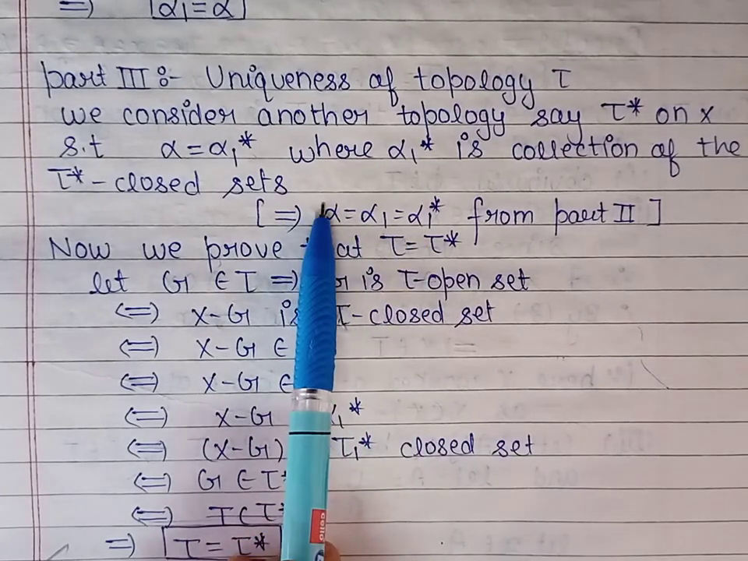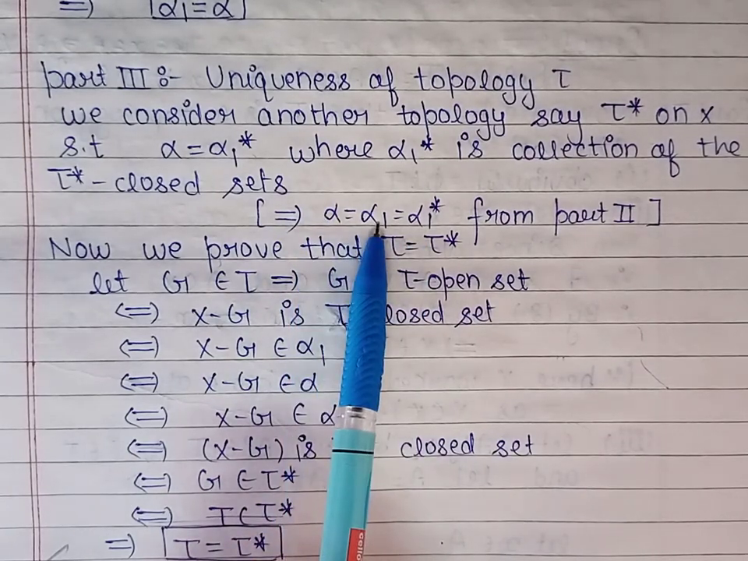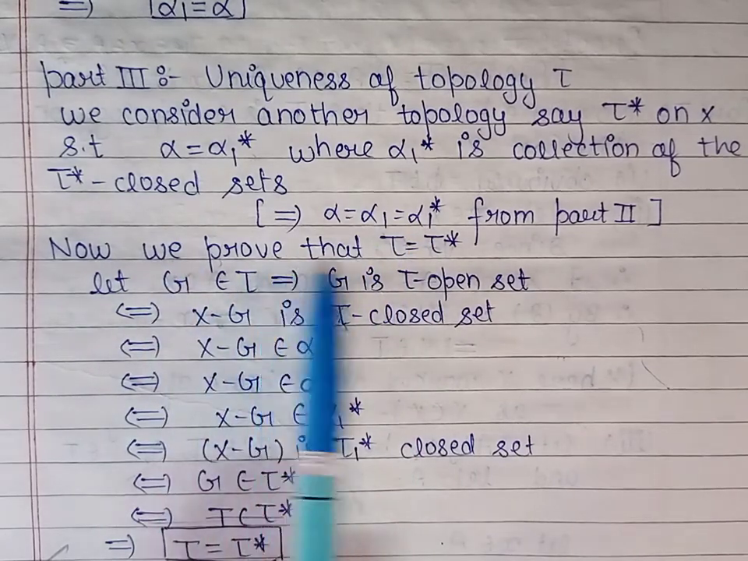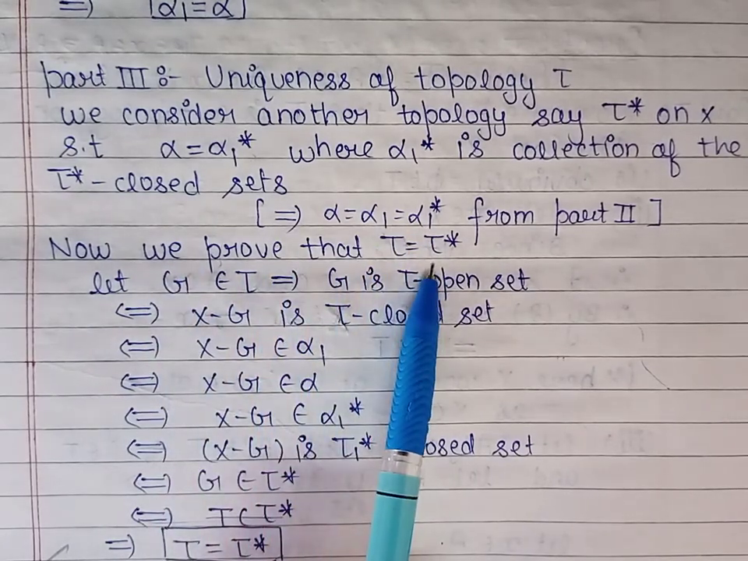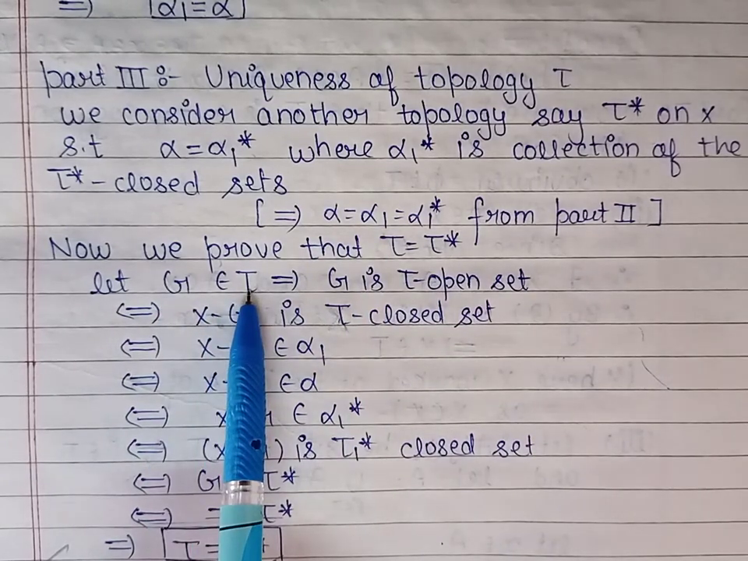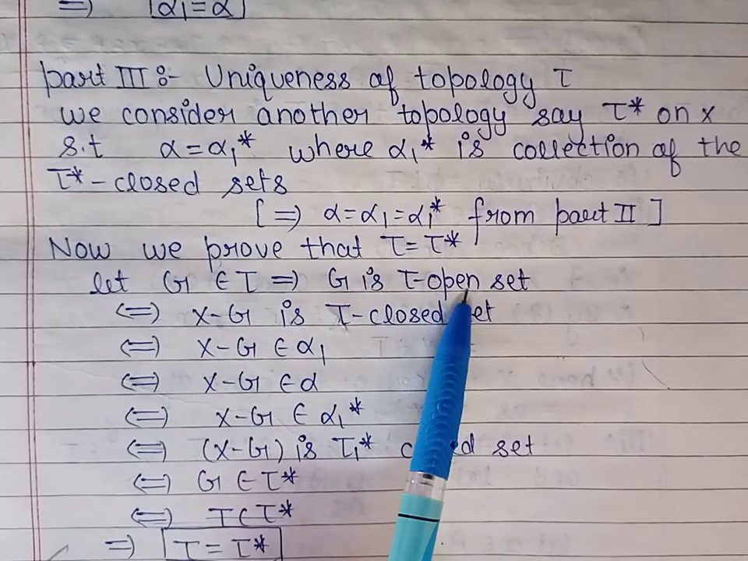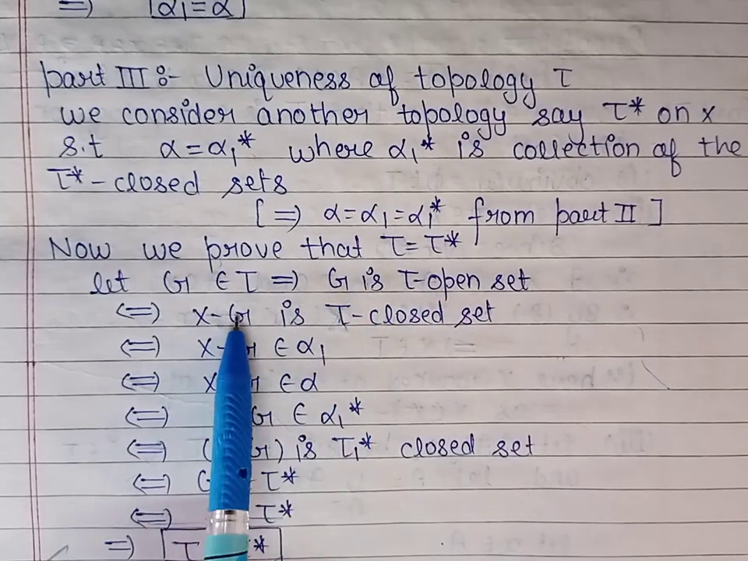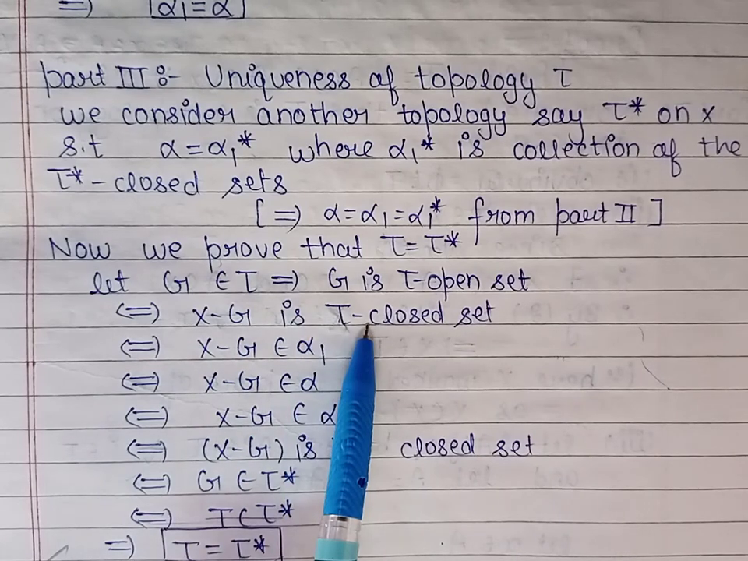Alpha is a given collection. Alpha 1 is the collection of tau closed sets. Alpha 1 star is the collection of tau star closed sets. Now we are to prove that the two topologies are same. So let us take G belongs to topology tau. By definition, G is tau open. So if a set is open, its complement is closed. So X minus G will be closed, tau closed.